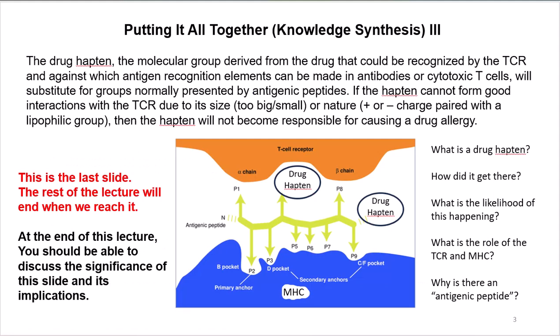This is the last slide of the presentation. When we get to it, you'll know the lecture's at its end. And the reason we're going to cover everything between this slide and actually seeing it again is I want you to be able to answer questions as to what is a drug hapten? How does it get there? How easy or hard is this? What's the role of the T-cell receptor and the major histocompatibility complex? And what is this antigenic peptide?